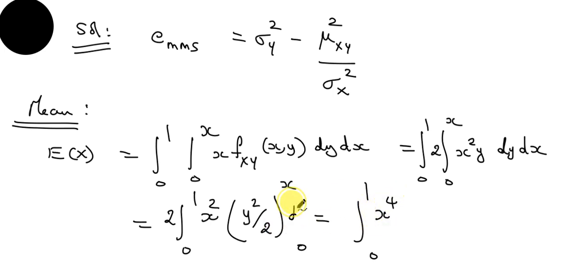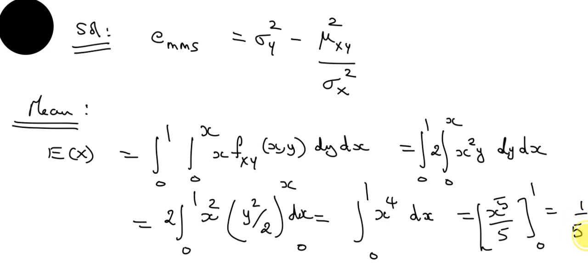So in this position, I will have x power 4 into dx, which upon integration gives me x power 5 by 5 between 0 to 1, which works out to be 1 divided by 5.